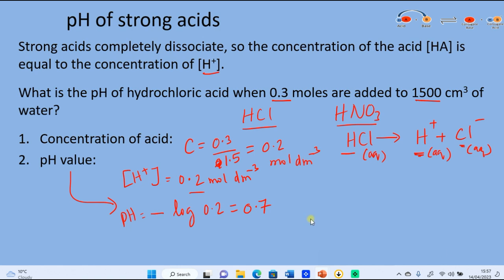That's it. pH hasn't got any unit. So that's how it is. Strong acids, all you have to do is work out the concentration of the acid itself. Even if you're given it straight away, that is the concentration of the H plus ion. Do that expression, done. Okay, so that is a 1 mark question, right?